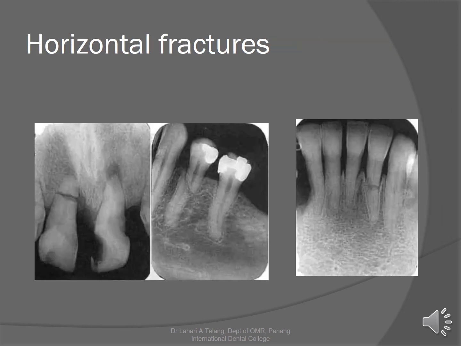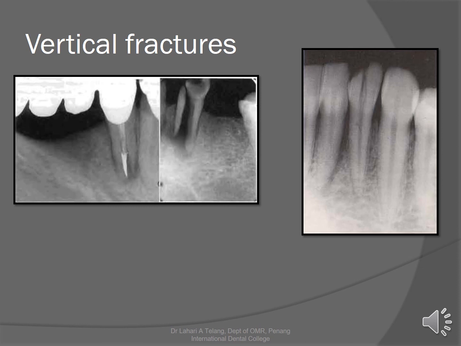These are fractures. Of course, radiographs show you fractures very nicely. Horizontal fractures are depicted very clearly on simple intraoral radiographs. These are images of teeth which are fractured at the middle third or the apical third of the root, and you can clearly see the fracture line crossing halfway through or full way through the root.